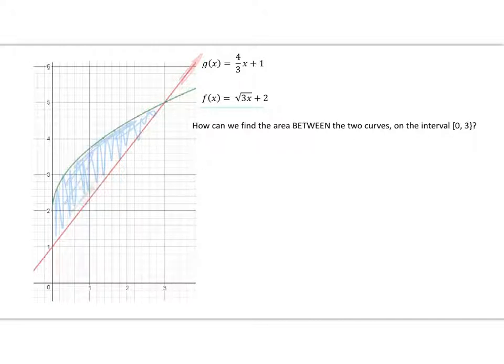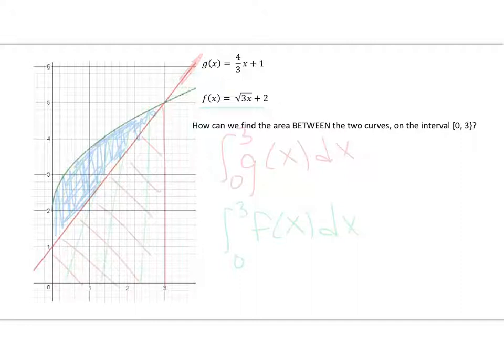Well, we know from what we've done so far, I could find the area under the g of x curve. I could find this whole region by doing the integral of g of x dx from 0 to 3. And I can find the area for f of x by doing the integral from 0 to 3 of f of x dx. And that would give me this whole thing here. So to find the blue, I just have to subtract them. So the area of the green is going to be bigger than the area of the red. So to find the blue, I'm going to have to do green minus red.